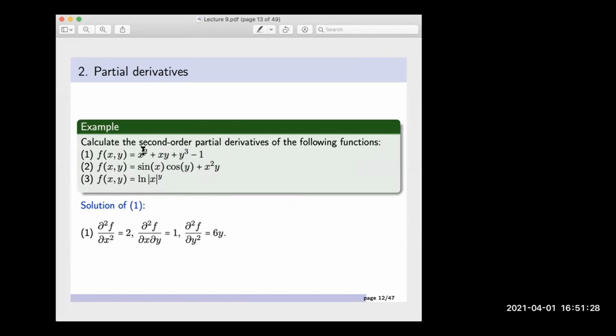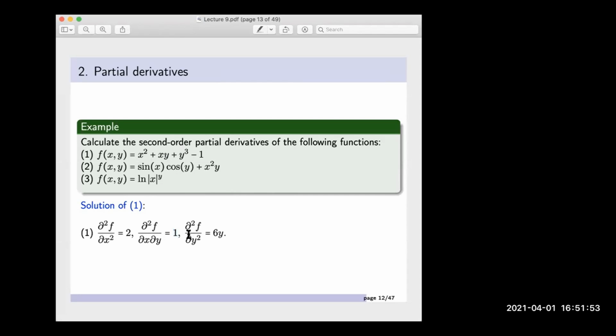Okay, so you remember that you get a 2x plus y. If you take one more derivative in x, you get a 2. The coefficient of 2x is 2. If you take one more derivative in y, you get a 1. That's how you get the first two second order partial derivatives.